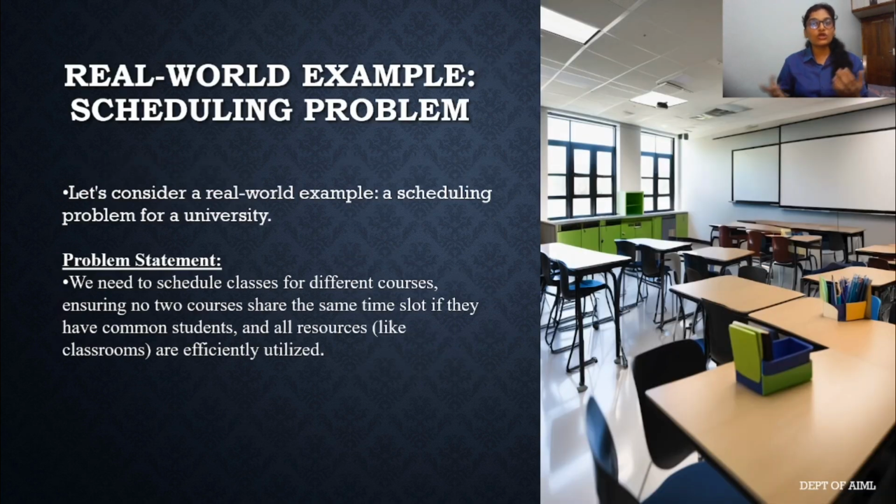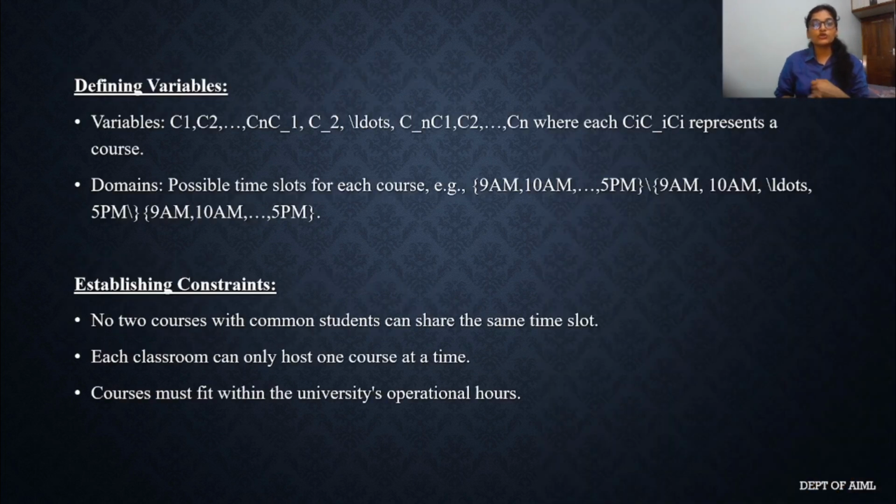Now let's look at an example, that is the scheduling problem. Here we have to schedule the time slots for different courses in a university so that no two courses which have the same students have the same time slot, and all the resources are effectively utilized within the university hours. First, we define the variables. The variables for the courses are C1, C2 to Cn, and the domains are the time slots for each course.